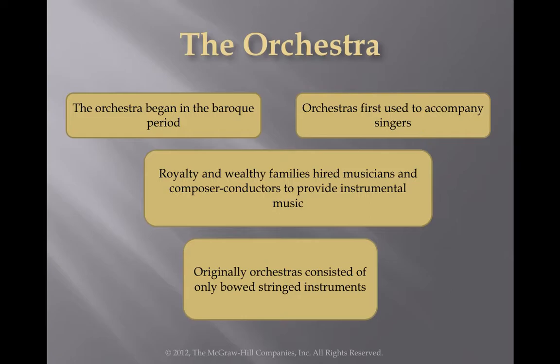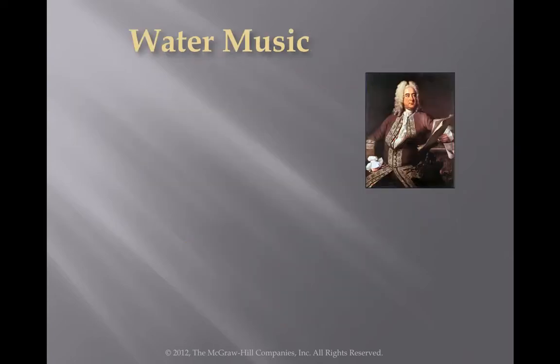And eventually, orchestras were used on their own, just hired by the rich, the upper class, to provide music in their homes. At first, orchestras were made up of just bowed string instruments, and woodwinds and horns were added later.